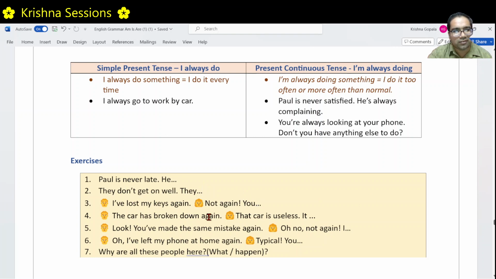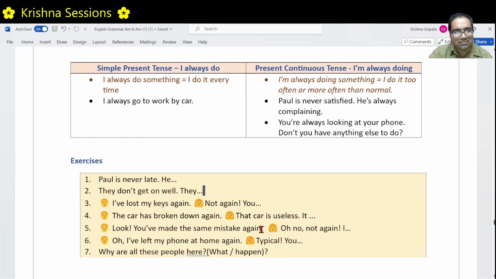The car has broken down again. The car is useless. Here also, the car is breaking down more frequently. It doesn't mean every second trip it is breaking down, right? What he means to say is it is breaking down more frequently. So that car is useless. That is fine. Now, what she should say is "It is always breaking down." She should not say "It always breaks down," because it is breaking down more frequently.